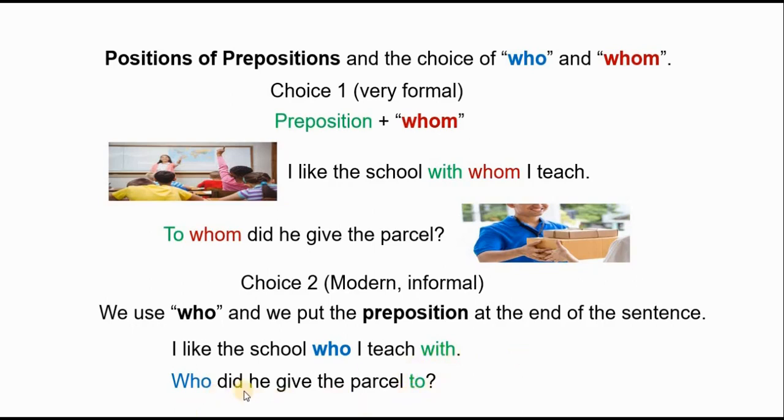Who did he give the parcel to? So we have who, and then did he give the parcel to? So he is the subject, give is the verb. We have the preposition to right at the end of the sentence. And we have the object of the preposition here at the beginning. Alright? So those are the two choices that you have with the prepositions and who and whom.